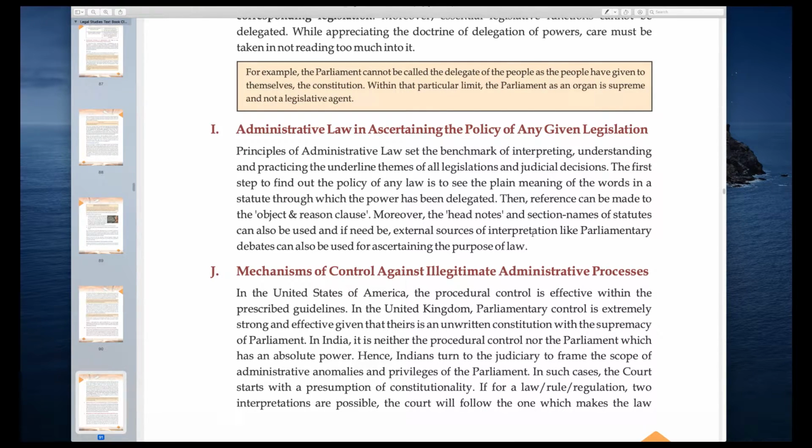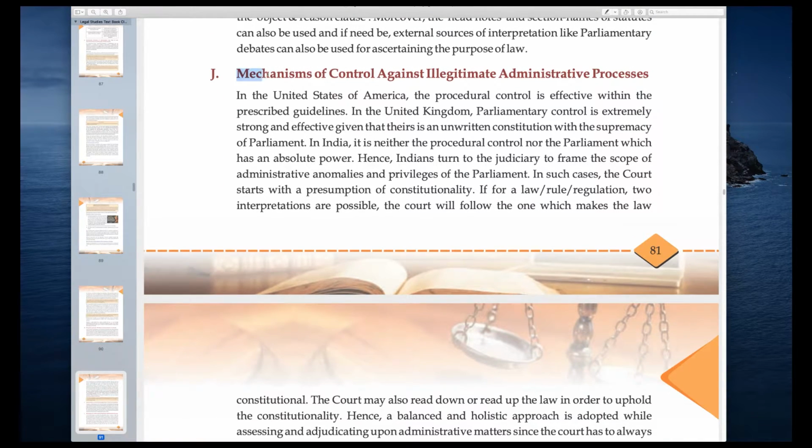Keep in mind, it is doing so within the given framework, within the given provision, and that needs to be quoted whenever someone asks something like that. If someone raises the question, then that needs to be quoted, because under this law it is being done. Okay, so now the next topic we have is mechanisms of control against illegitimate administrative process.